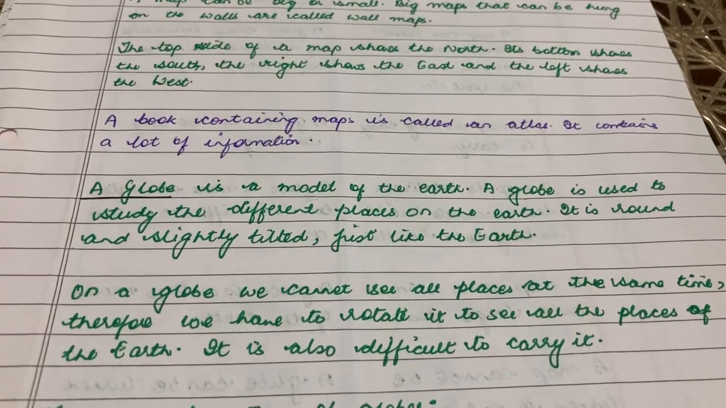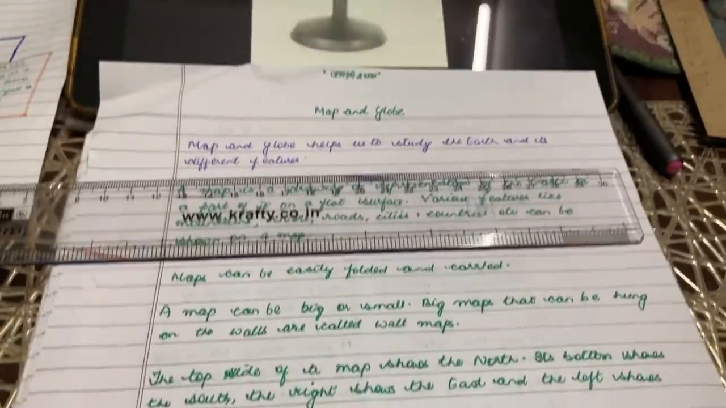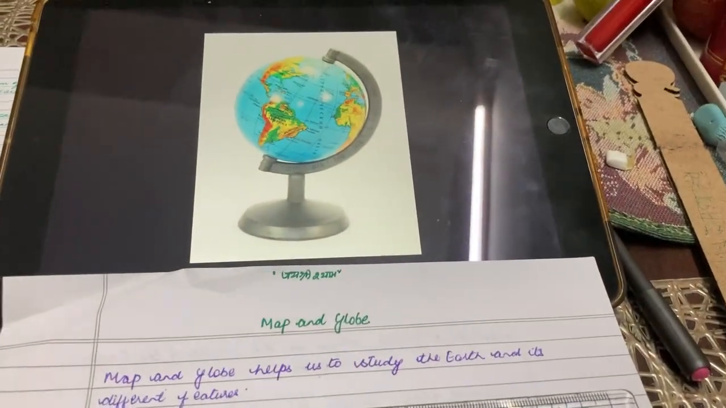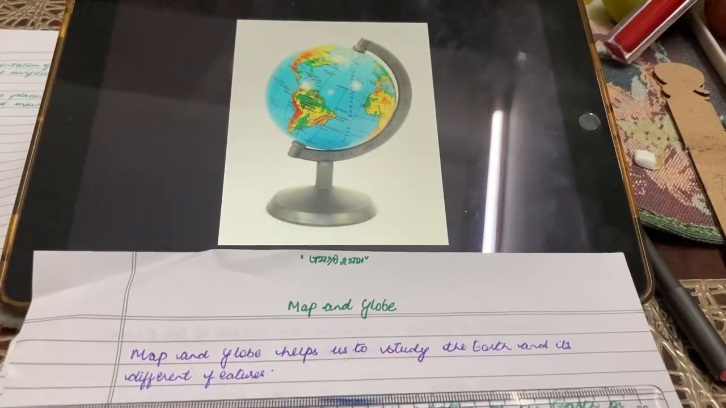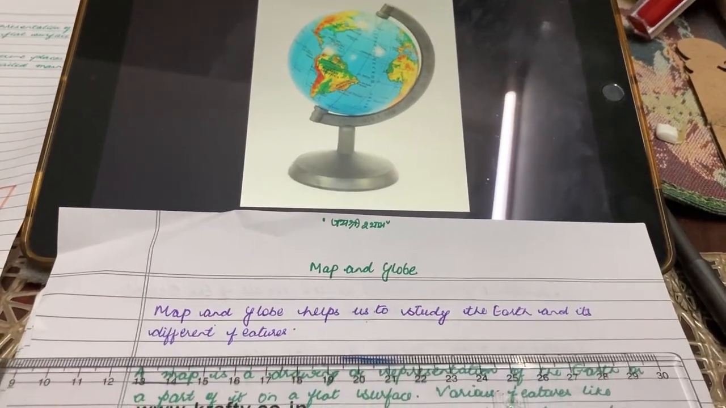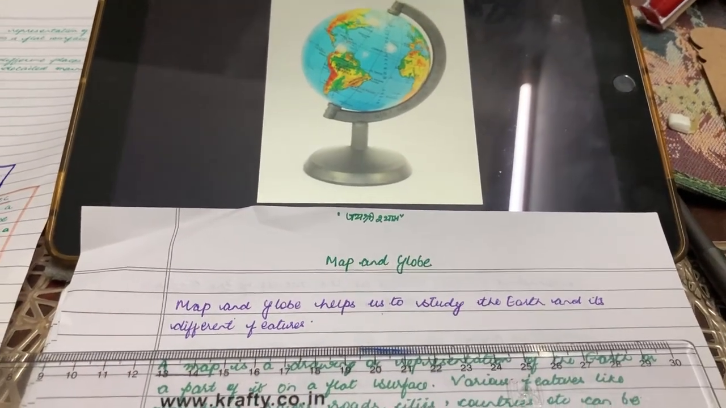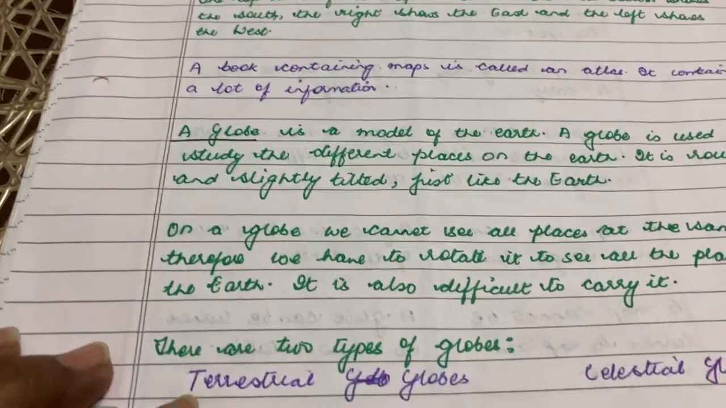It is also difficult to carry. Since this is a globe, we cannot always carry the globe with us. It is also heavy to carry. So therefore it is difficult to carry.